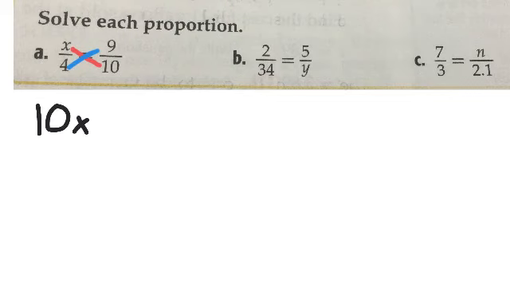And then 4 times 9 is 36. And then we want to set those equal to each other. Fraction equal to a fraction, cross multiply and set them equal. Now I have an equation that we've been used to solving lately.